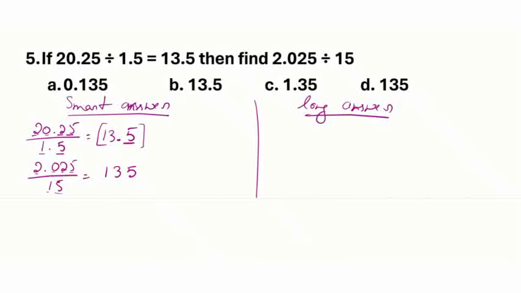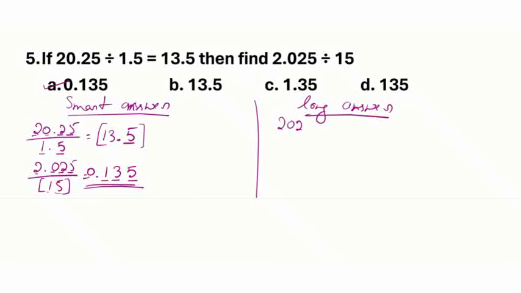So if you observe, in this the denominator 15 has no decimal point, but in the numerator you have 2.025. So how many decimal places are there? 1, 2 and 3. Means here no subtraction. So in our answer, the decimal is going to be before 3 digits. 1, 2, 3. So our answer is 0.135. Option A.